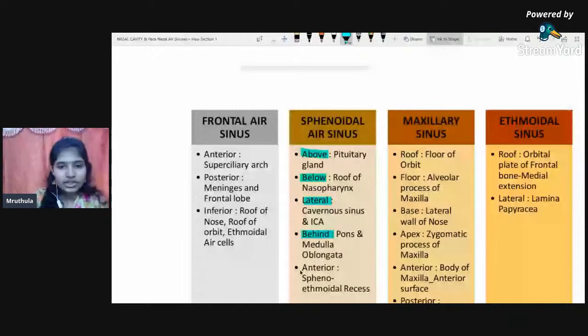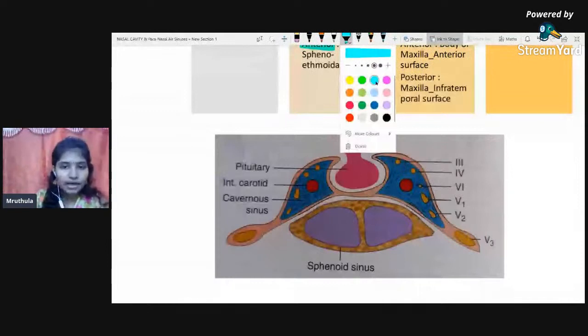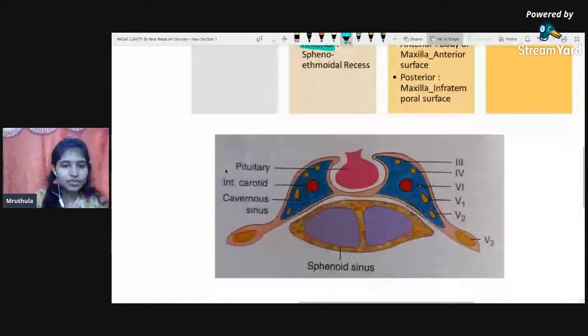We'll appreciate some relations in this diagram. So this is the sphenoidal sinus. Again, this is actually a cut section in the longitudinal manner. So what you see is the sphenoidal sinus. Just try to correlate with the diagram we saw previously. What is the superior relation? As you can appreciate with the parts marked in the diagram, you just tell it yourself. What is the superior part? Formed by pituitary. Okay, superior relation is formed by pituitary.